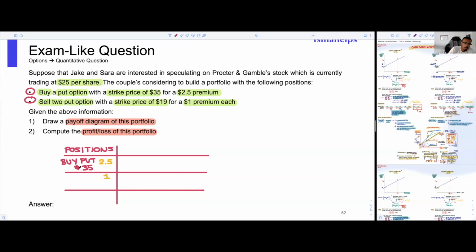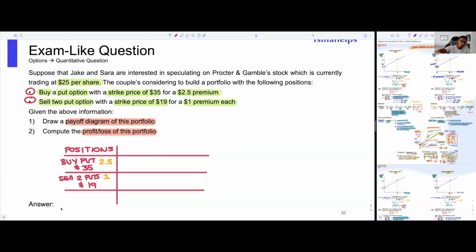And then for the second bucket, we're going to sell two puts at $19. Okay, so just to be clear, we have a first position, which is buy a put option with a strike price of $35, with a premium written in yellow for $2.50.